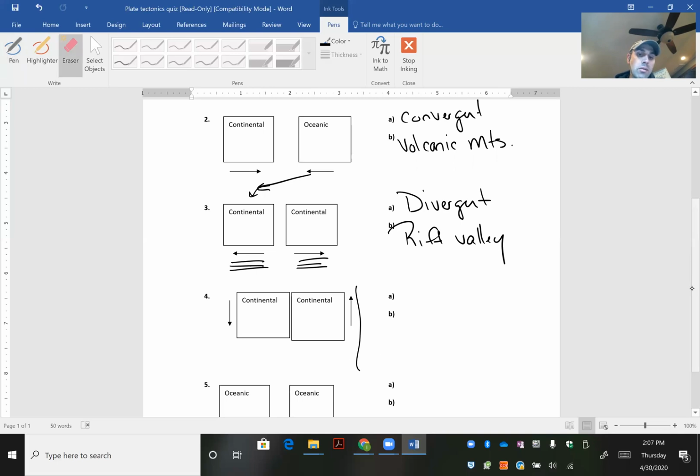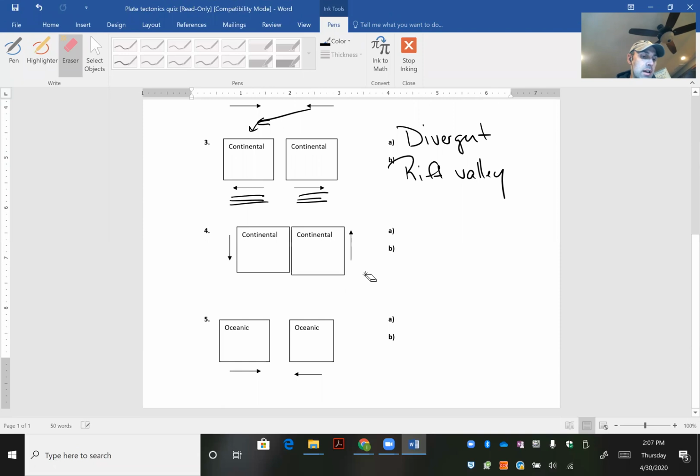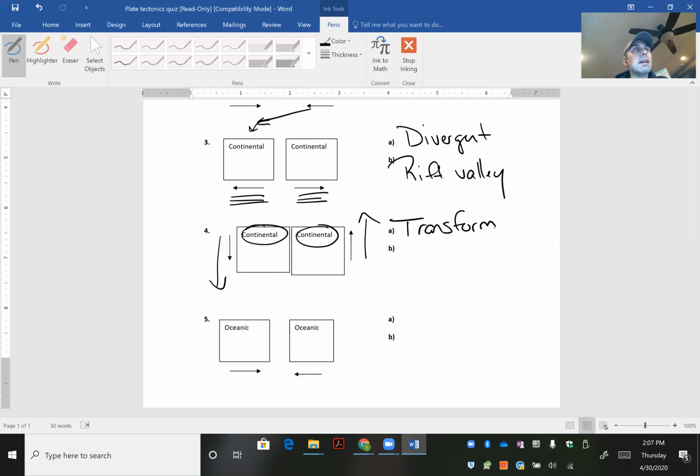All right, looking at the next one, we have one continental plate that's moving downward and another continental plate that is moving upwards. They are not coming towards one another. They are not going away from one another. Instead, they are moving past one another, which lends itself to a transform plate boundary. One of the most famous transform plate boundaries is the San Andreas Fault over in California. And we all know, if you've seen the movie San Andreas, the type of result that would come of this would be earthquakes.